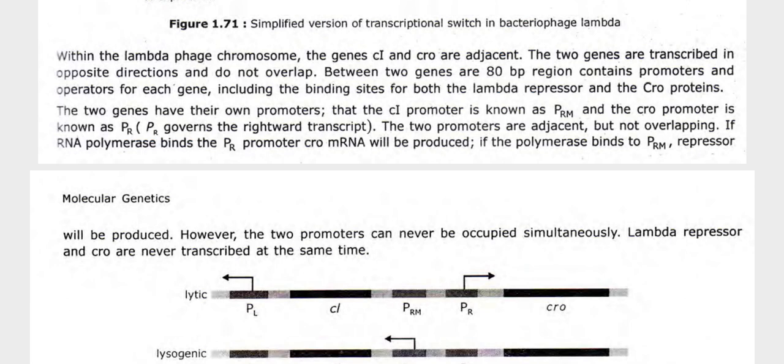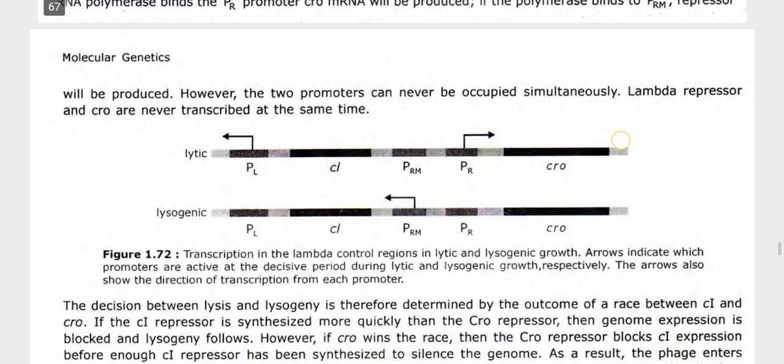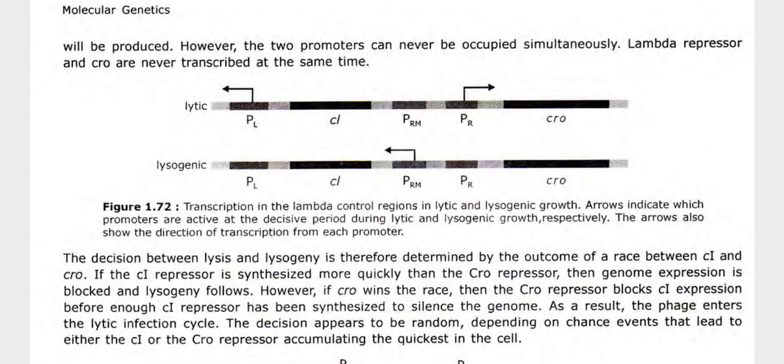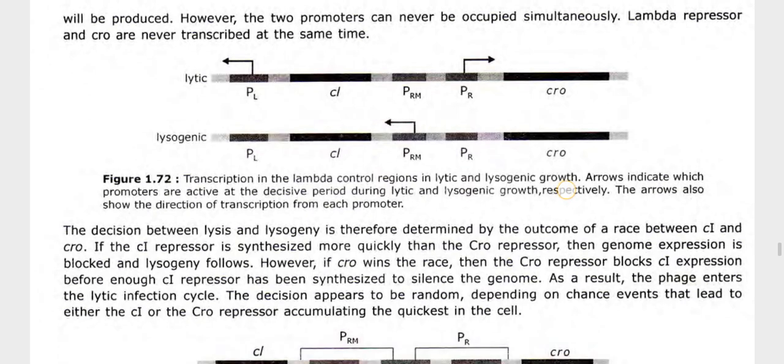PR governs the rightward transcript. The two promoters are adjacent but not overlapping. If RNA polymerase binds the PR promoter, CRO mRNA will be produced. If the polymerase binds to PRM, repressor will be produced. However, the two promoters can never be occupied simultaneously. Lambda repressor and CRO are never transcribed at the same time.